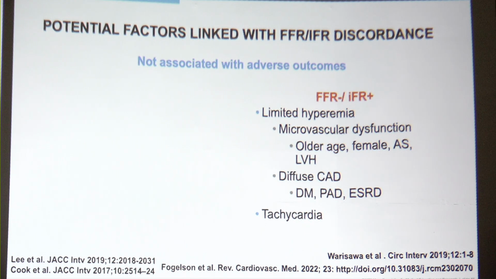What are the reasons for the discordance? Well, if you take this discordance, so the FFR is normal and the IFR is abnormal, this happens in situations of limited hyperemia. We've talked about that already, where the microvasculature is dysfunctional, you're not getting hyperemia. So the IFR is abnormal, but the FFR is not. And you see that in the elderly, structural heart disease, diffuse CAD, populations like diabetics and peripheral arterial disease, kidney disease, those patients, you get this sort of discordance.